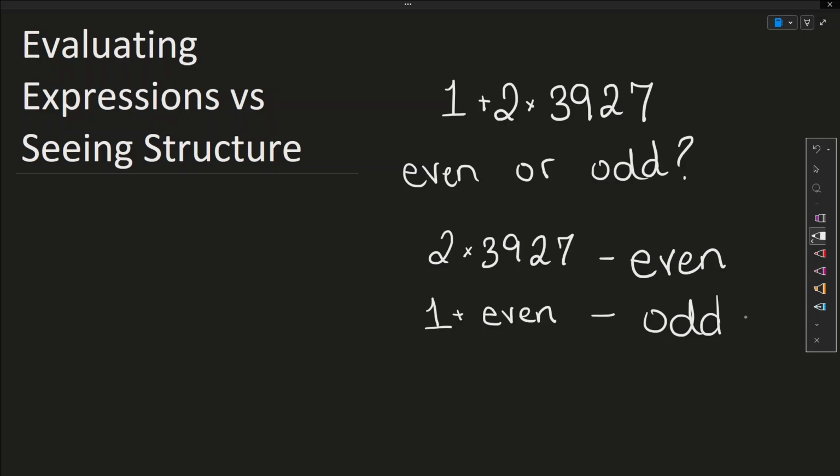The big idea for this video is evaluating tells us the value of an expression, but noticing structure helps us understand the expression. Both skills matter.